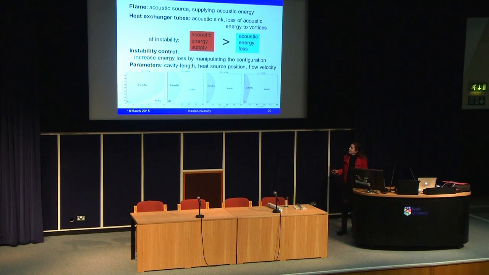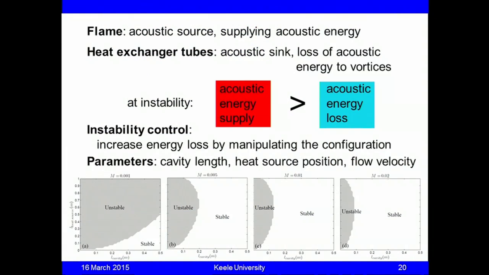Right. Now, the flame acts as an acoustic source. It supplies acoustic energy. The heat exchanger tubes, with luck, act as an acoustic sink. And they're likely to act as an acoustic sink, especially when they have sharp edges, because you get vortex shedding at these edges, and vortex shedding means loss of energy.